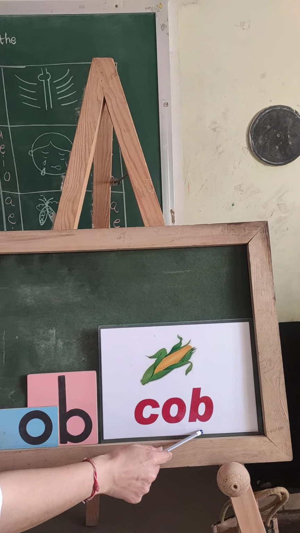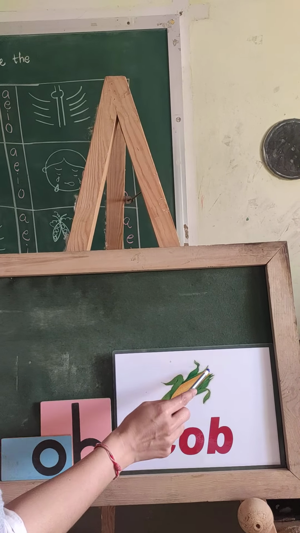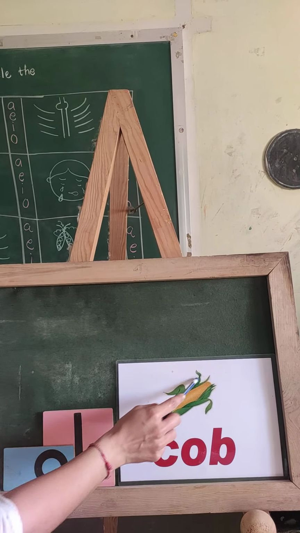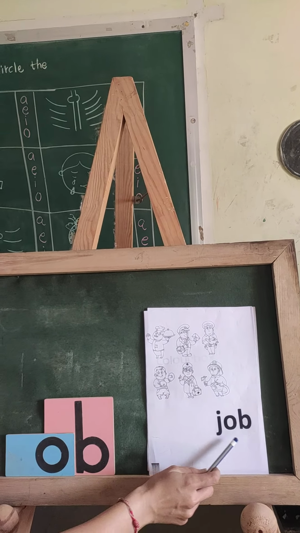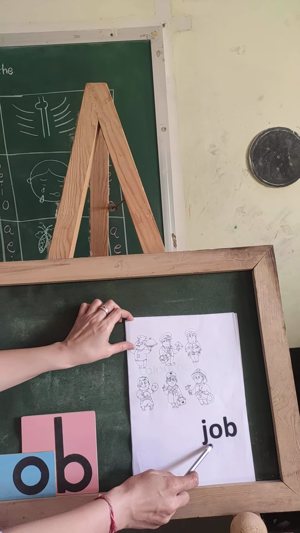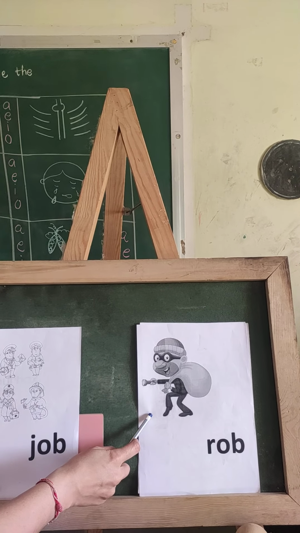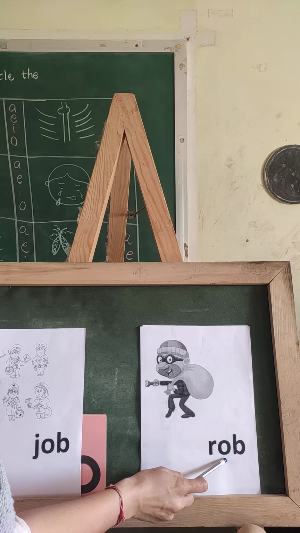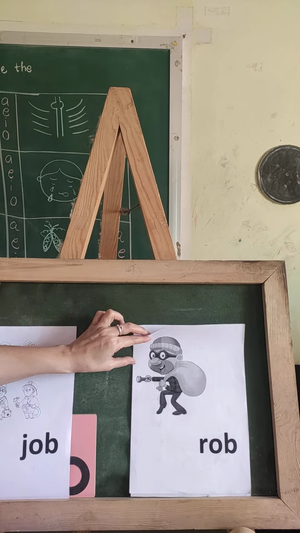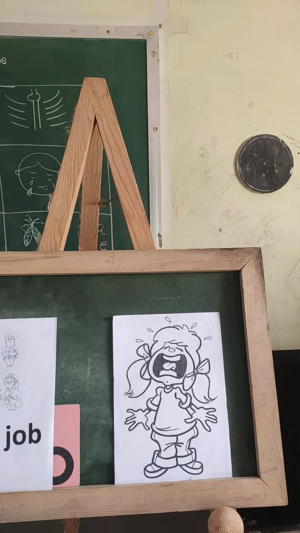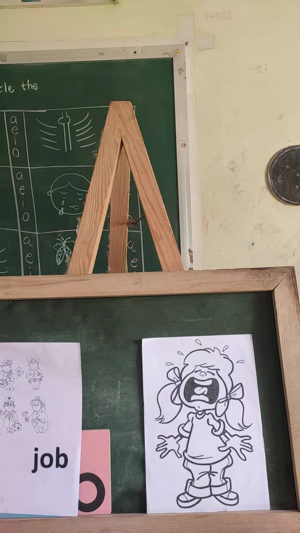Let us revise our ob words. Ob. K-ob, cob. This is the cob, this is the corn, and this is the cob. Next is job. He is a robber. Rob, and this girl is sobbing, sob, sob, sob.